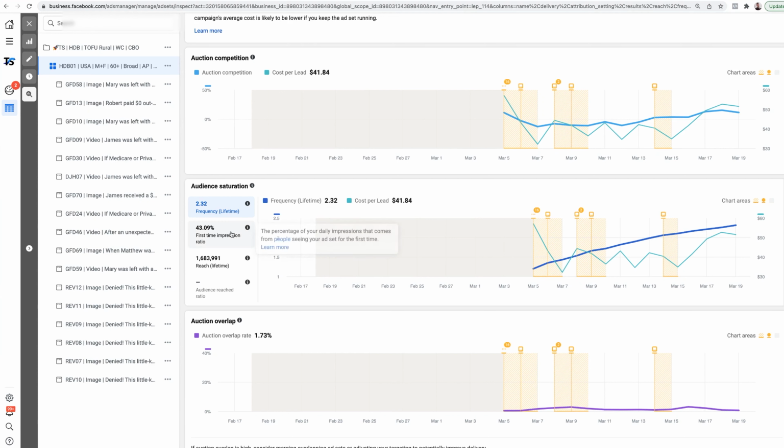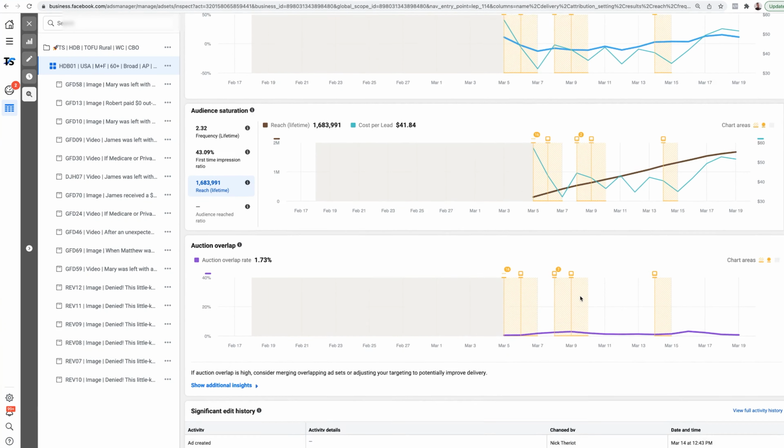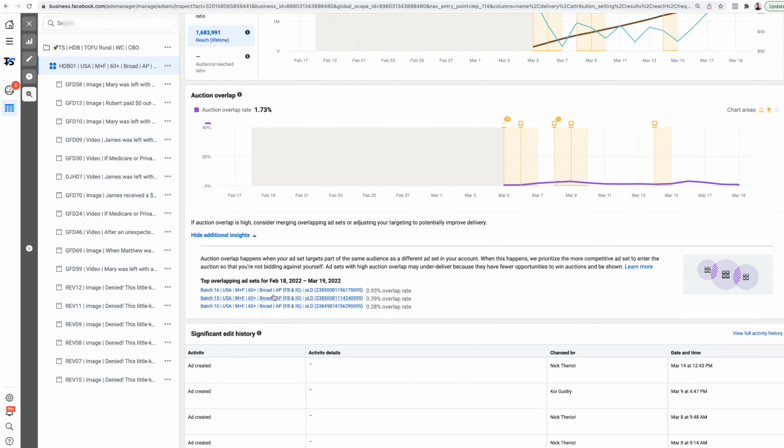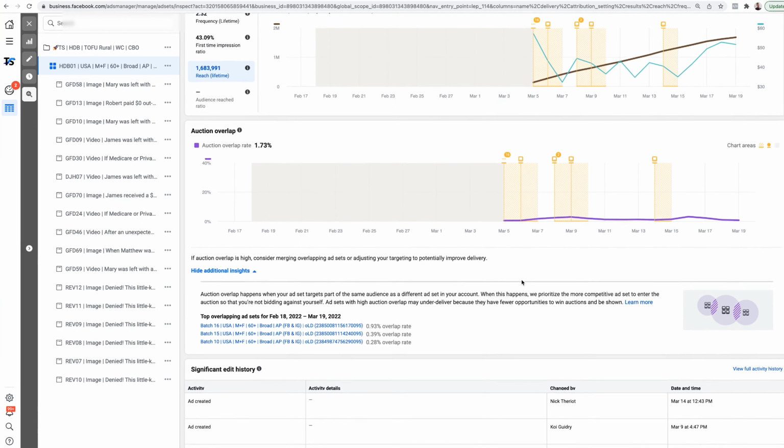Now, audience saturation, this is another cool one. So it's just showing frequency lifetime. So frequency lifetime is basically just the lifetime frequency on that particular ad set. First time impression ratio, again, that's more of a lifetime one. And then reach lifetime, it shows you the people we reached over time, things like that. And then auction overlap rate right here. And this is where you can actually see what ad sets you're competing against inside of your account.